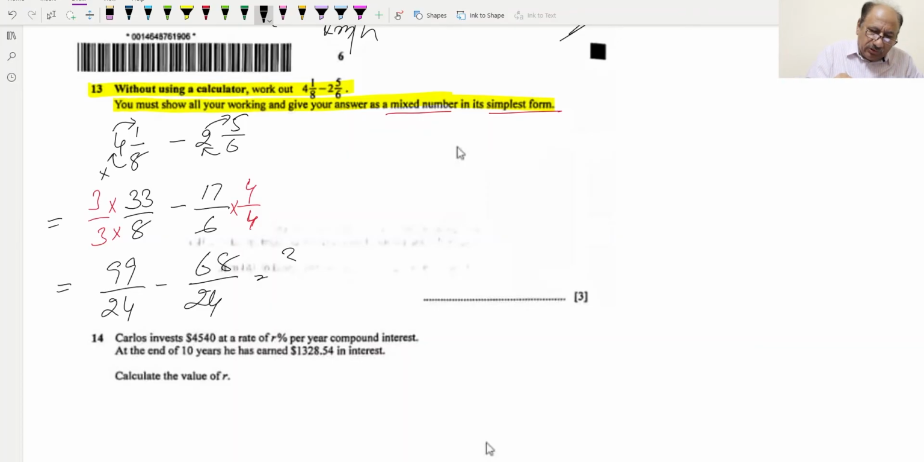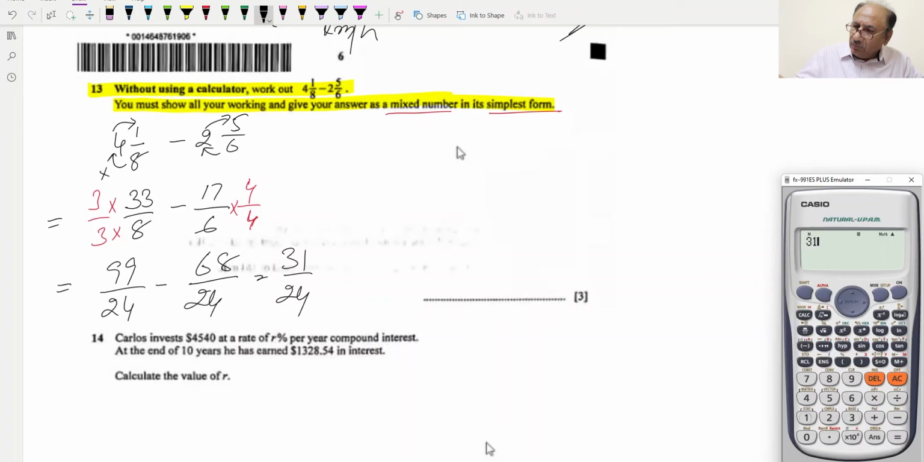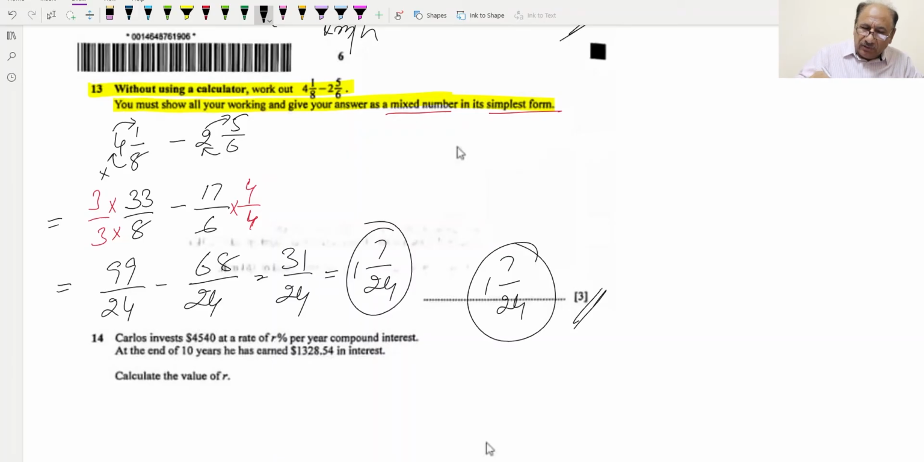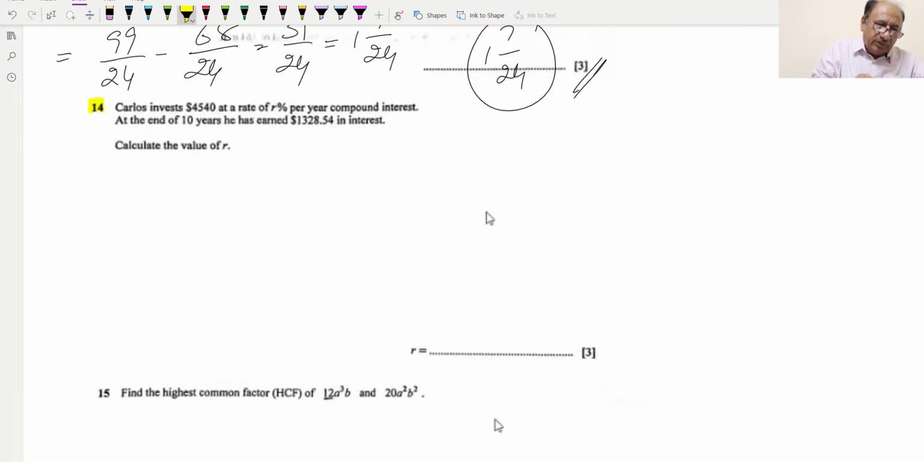This one will be equal to 99 minus 68 is equal to 31, so it will be 31 over 24, and this one we can change into a mixed number using 31 divided by 24 and the shift button. So 1 whole 7 over 24, this will be the final answer. We can write it over the proper location, and this is a 3 marks question which we have done. Hopefully you understood this.